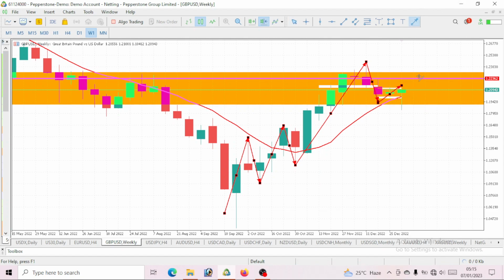So what's next? I'll be expecting on this GBP USD a further bearish move. So there's every likelihood that this week on GBP USD we would close bearish. So let's try and watch out for a bearish move on GBP USD.